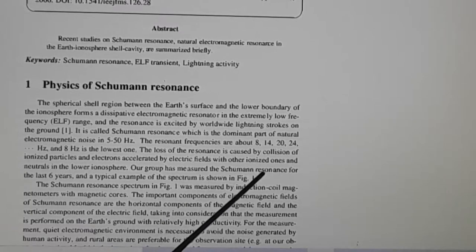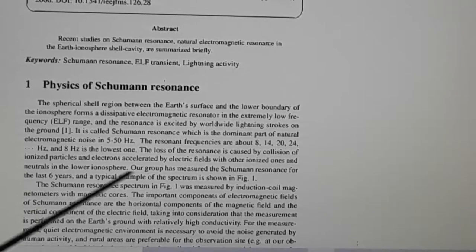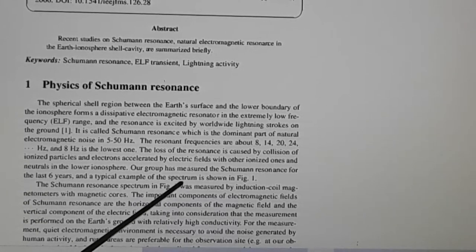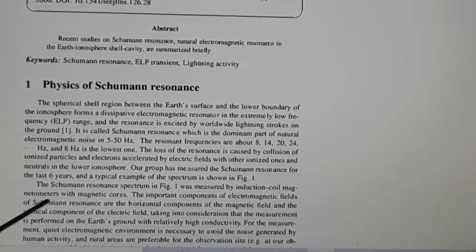Our group has measured the Schumann resonance for the last 6 years. A typical example of the spectrum is shown in Figure 1. The Schumann resonance spectrum, Figure 1, that you saw part of, was measured by induction coil magnetometers with magnetic cores. The important components of electromagnetic fields of Schumann resonance are the horizontal components of the magnetic field and the vertical component of the electric field, taking into consideration that the measurement is performed on the Earth's ground with relatively high conductivity. For the measurement, scroll up.